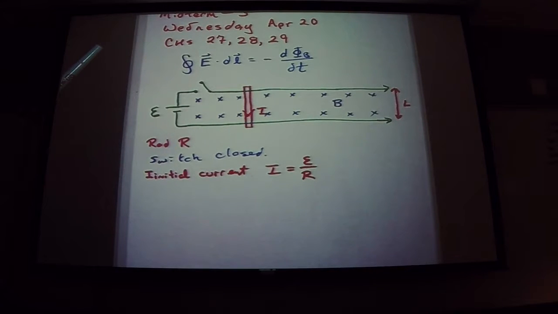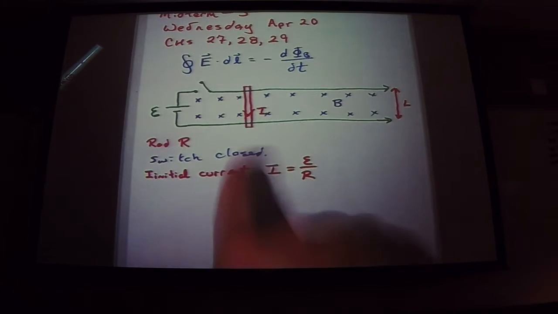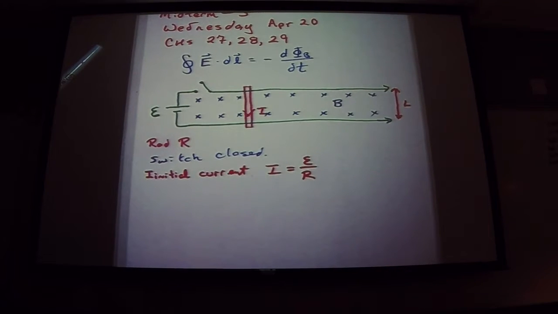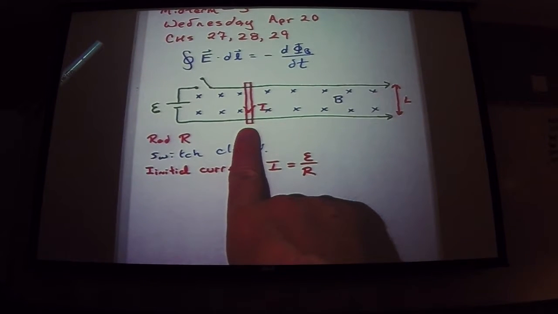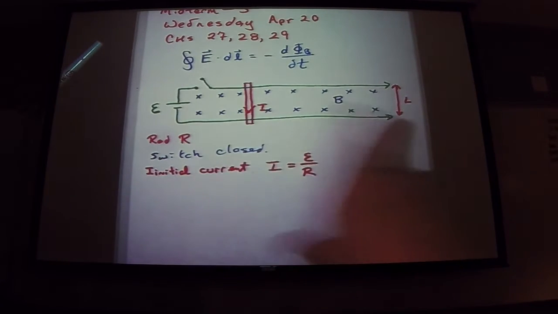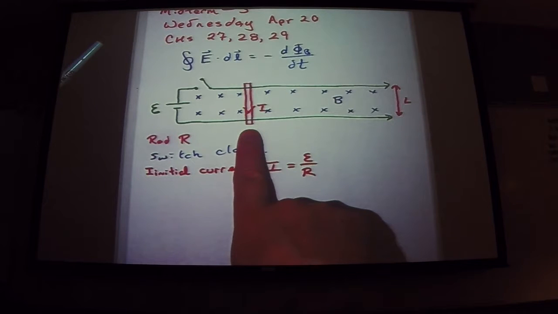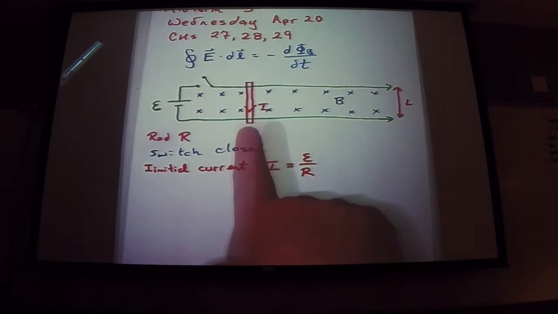So what's going to happen when I do this? Well, I have a current I flowing in this wire here. Everything else is fixed, but the rod can slide. So when I get current in this rod here, I've got a magnetic field, I've got current, there's going to be what?